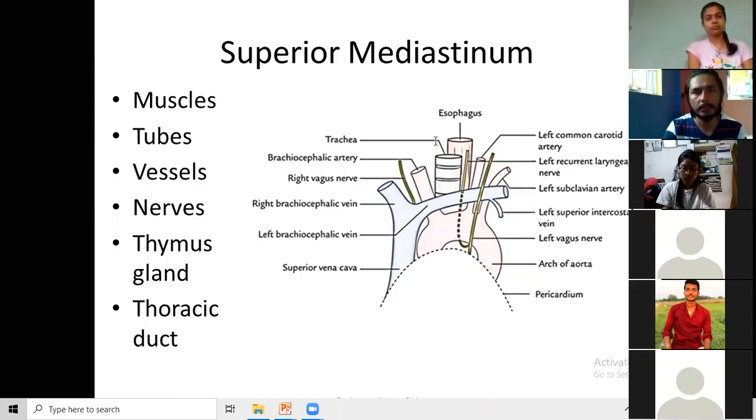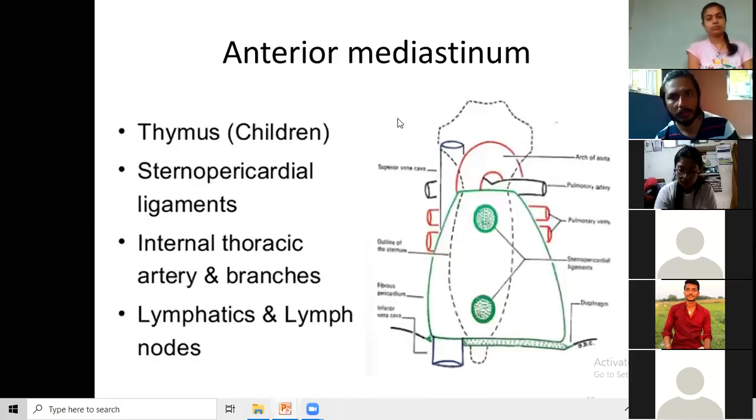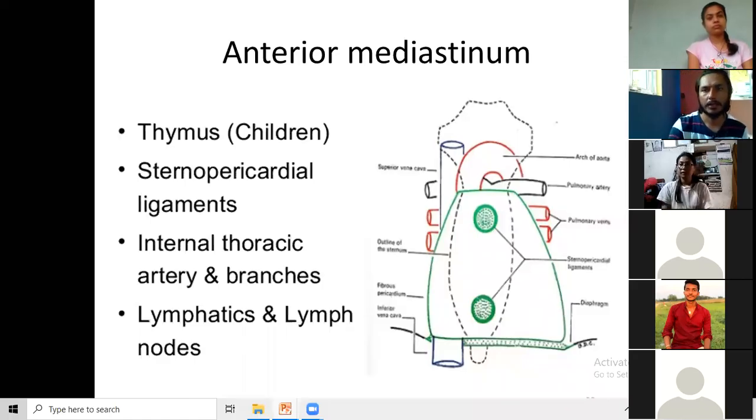We'll go for the inferior mediastinum. It has got a part. Now see, the inferior mediastinum has got 3 divisions: anterior mediastinum, middle mediastinum, and posterior mediastinum.